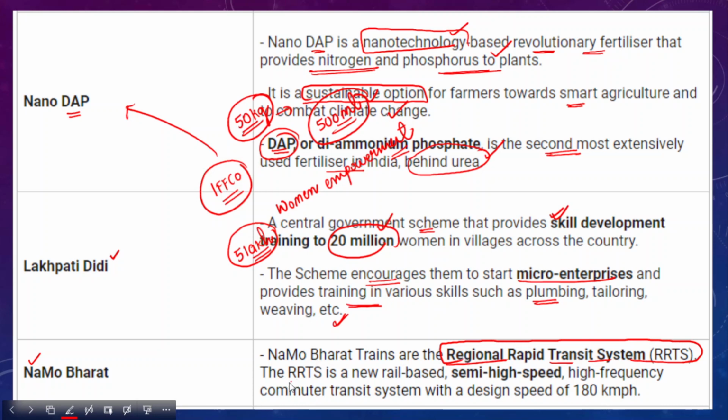This regional rapid transit system is a new rail-based semi-high-speed, high-frequency commuter transit system, and it is designed to run at a speed of 180 kilometers per hour. Recently these Namo trains have been launched in Delhi, from Delhi to Meerut. So this is called the regional rapid transit system.